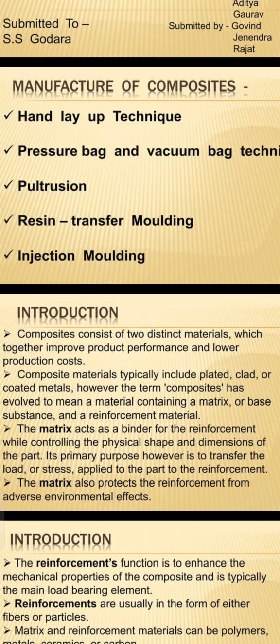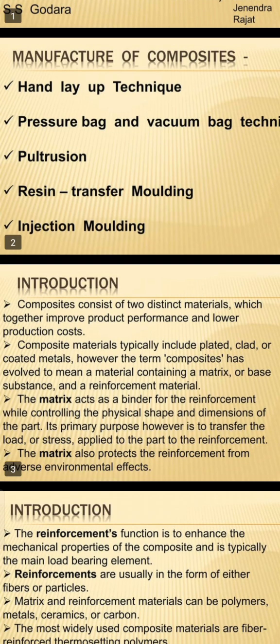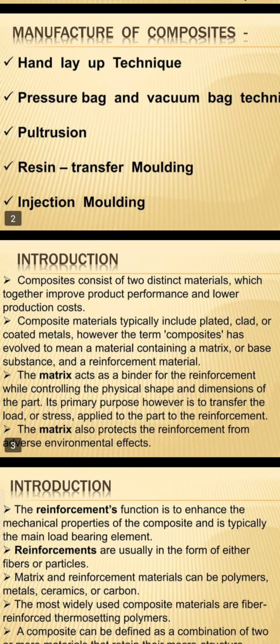The reinforcement's main function is to enhance the mechanical properties of the composite materials. It is typically the main load bearing element. The reinforcements are usually in the form of fibers and particles. The reinforcement and matrix materials can be polymers, metals, ceramics and carbons. The most widely used composite materials are fiber reinforced thermoset polymers.